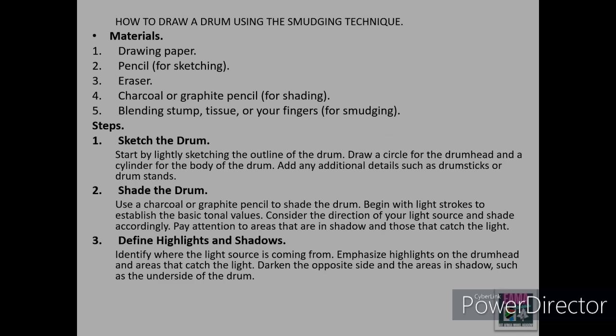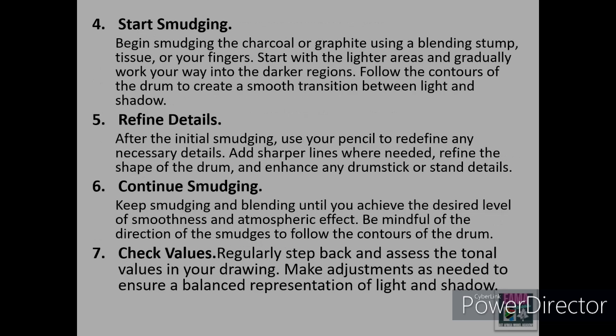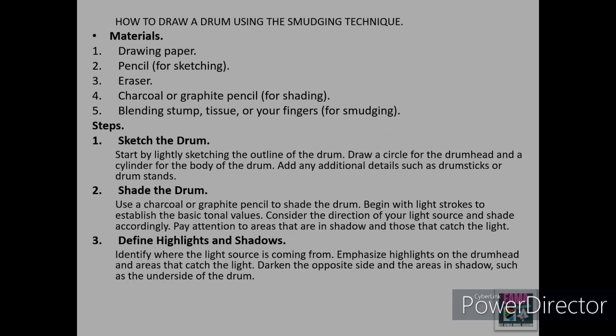4. Begin smudging. Use a blending stump, tissue, or your fingers to start smudging and blending the charcoal or graphite. Start with the lighter areas and work your way into the darker regions. The goal is to create smooth transitions between light and shadow.